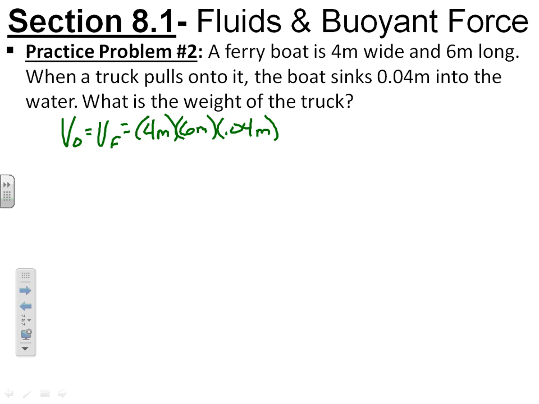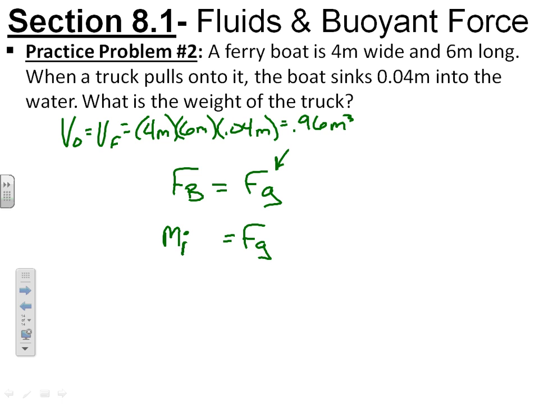Make sure you're remembering a little bit of geometry here. So that gives us a volume of 0.96 meters cubed. And then since our object is floating here, we know that the buoyant force is equal to the gravitational force, or the weight. Now we're trying to find the weight of the truck. Stay with me. Remember that buoyant force is equal to the mass of the fluid times g, acceleration due to gravity.